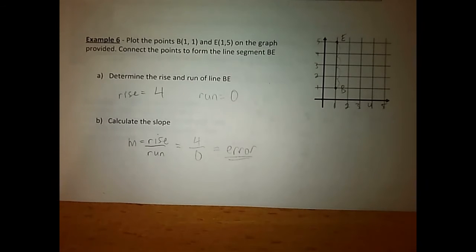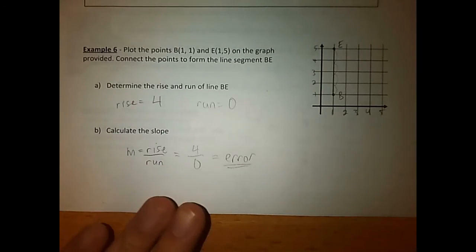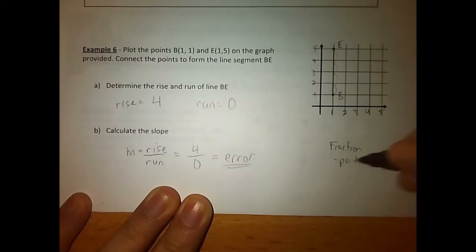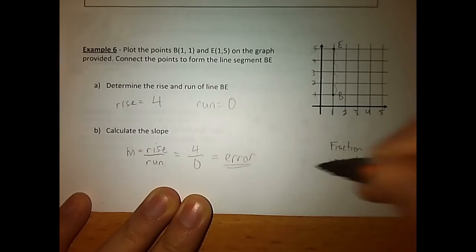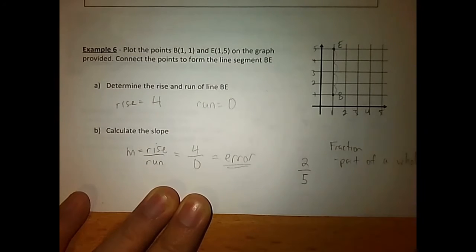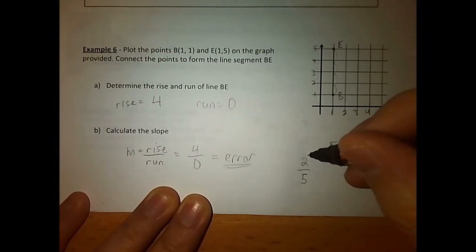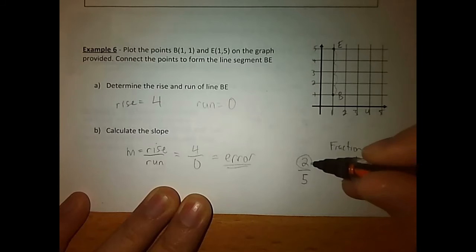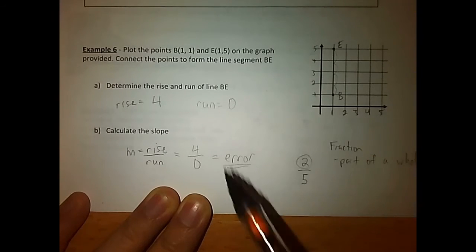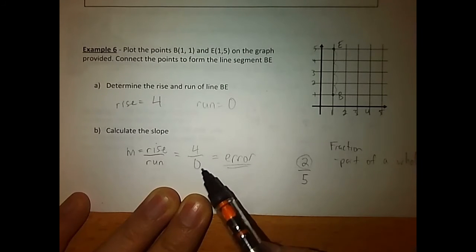Why isn't it 0? So the best explanation, I guess, is if we look at this, this is still a fraction, isn't it? And what is a fraction? A fraction is a part of a whole. So if I have something like 2 out of 5, there's 5 slices of pizza and 2 of them were eaten. This is 2 parts of 5. So we can divide this. But how can I have 4 parts of nothing?